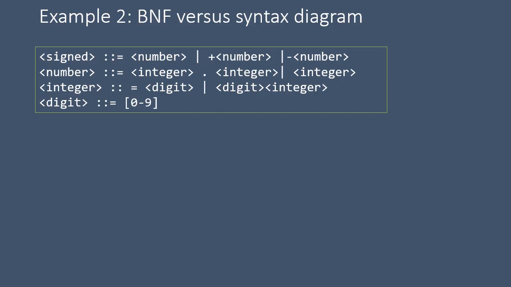Let's have a look at a second example where we have a set of production rules that allow us to represent a signed number. In this case, it can be a whole number, it can be a real number, and it can either be prepended with a plus or with a minus to indicate whether it's a positive or a negative number. And some valid expressions here are given below.